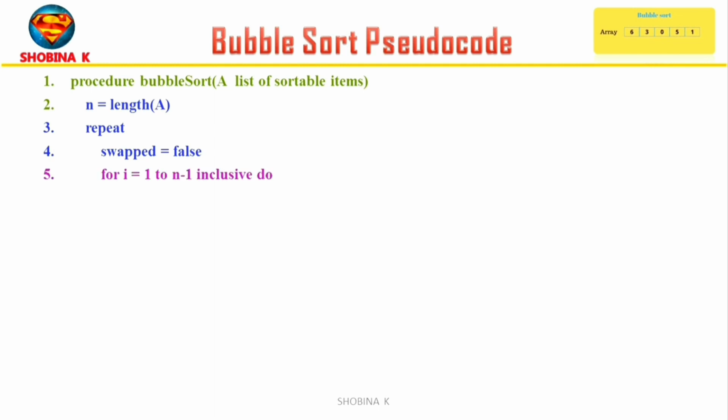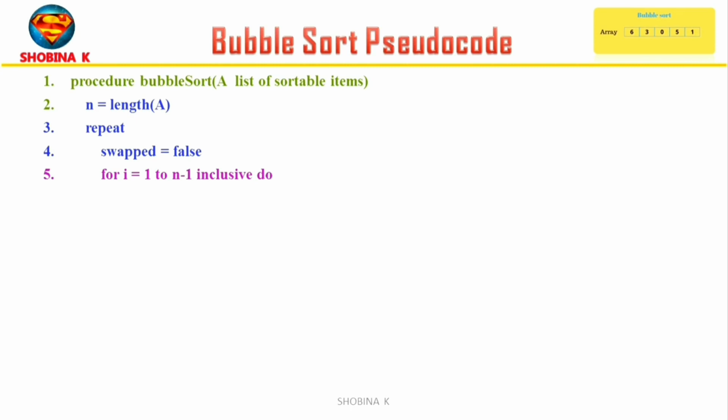And the next line starts a for loop. Here we initialize the loop that iterates through the list A from index 1 to index n-1. And we know that a for loop is a control structure that allows a block of code to be executed repeatedly. Here the loop variable I is initialized to 1, and it is incremented by 1 after each iteration of the loop. The loop continues until the value of I is greater than or equal to n-1.